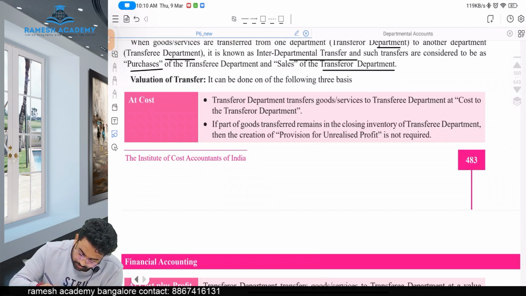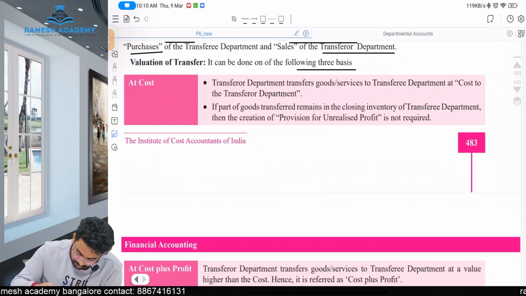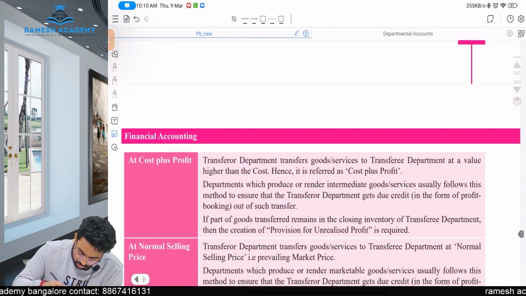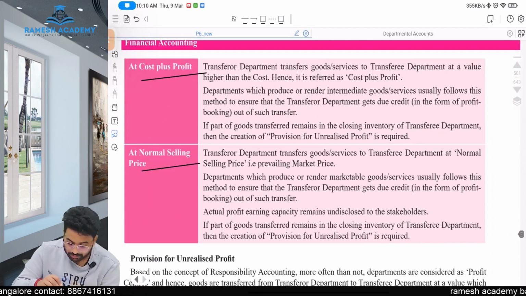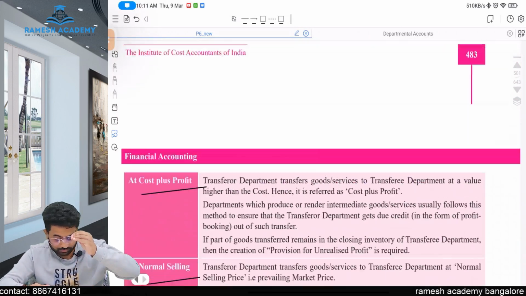Valuation of transfer. It can be done on the following 3 methods. 1. At cost. 2. At cost plus profit. 3. At normal selling price.